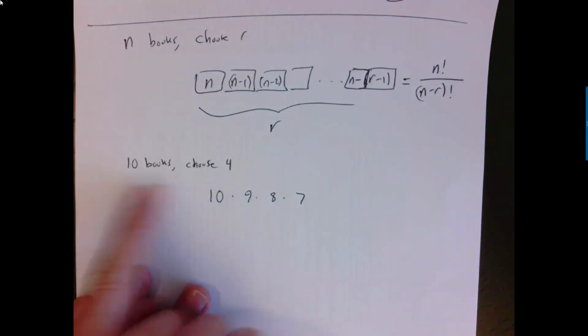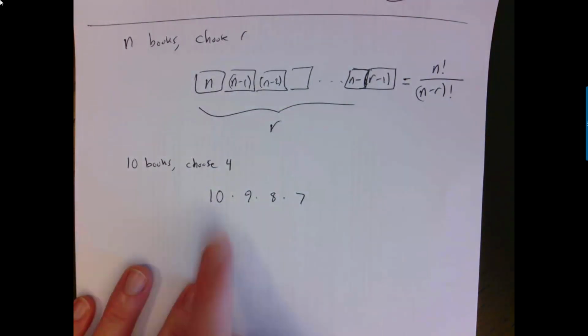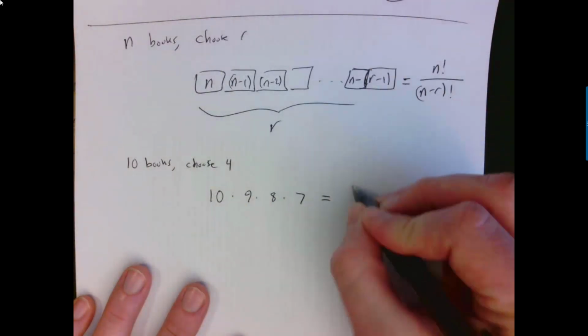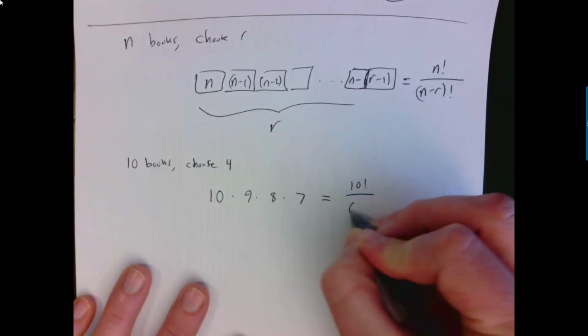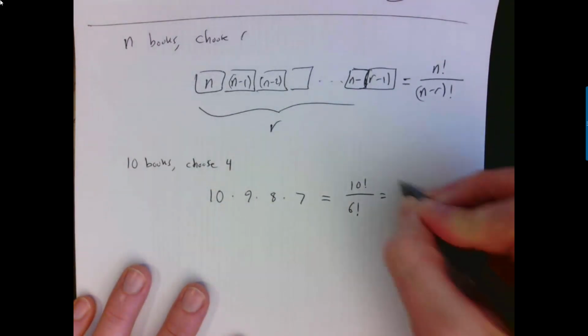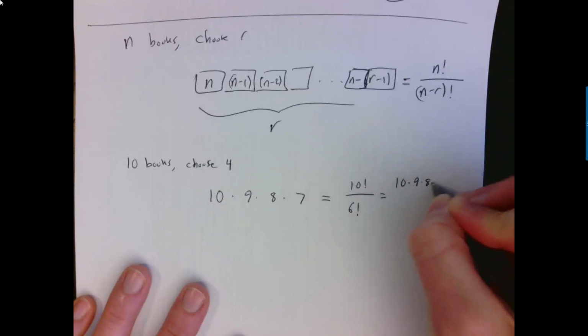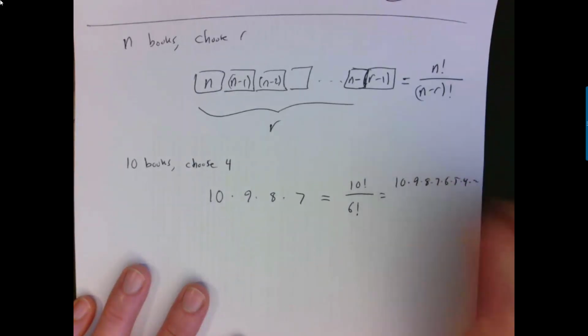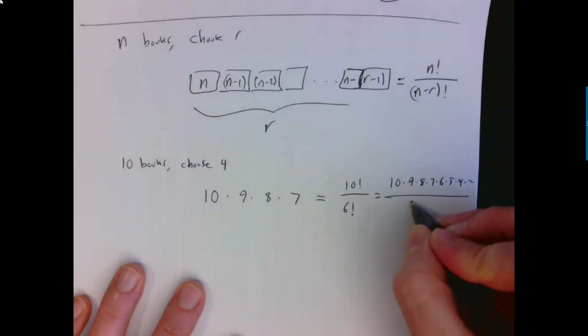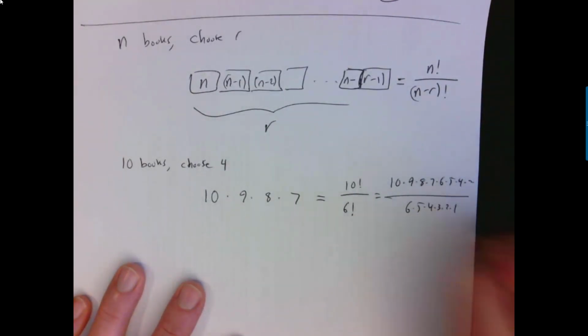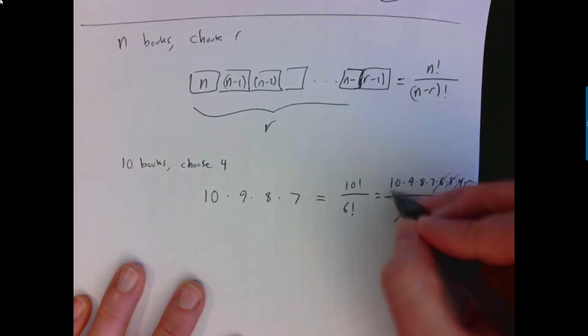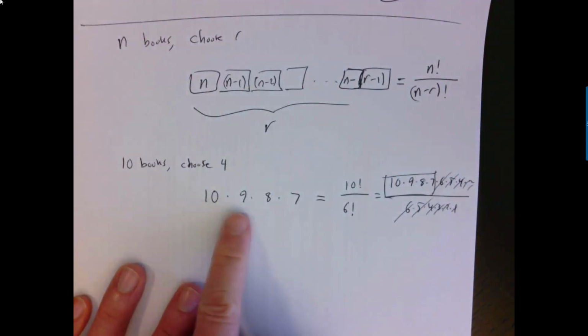So let's say I have 10 books and I'm choosing 4 books to put in order. 10 choices for the first book, 9 choices for the second book, and so on. I hope that it's clear that this is the same thing as 10 factorial divided by 6 factorial. Here's why. 10 factorial, if I'm going to expand it out, looks like that, all the way down to 1. 6 factorial is 6 times 5 times 4 times 3 times 2 times 1. If you think about what's canceling here, the 6 factorial is canceling starting at 6 all the way down to 1. And so the only thing that's left over is this 10 times 9 times 8 times 7.